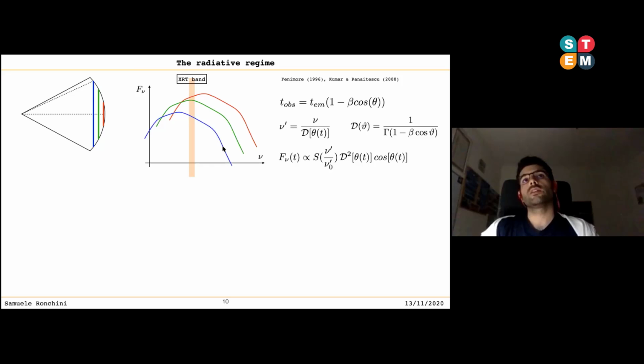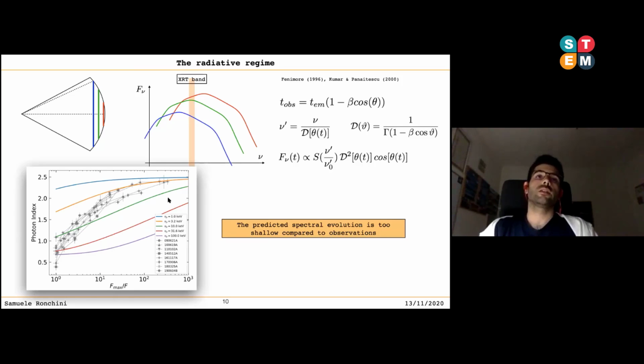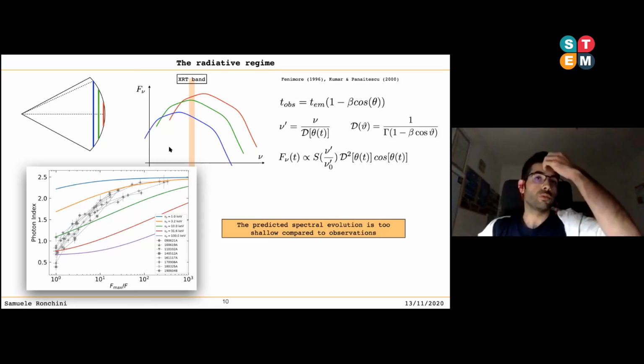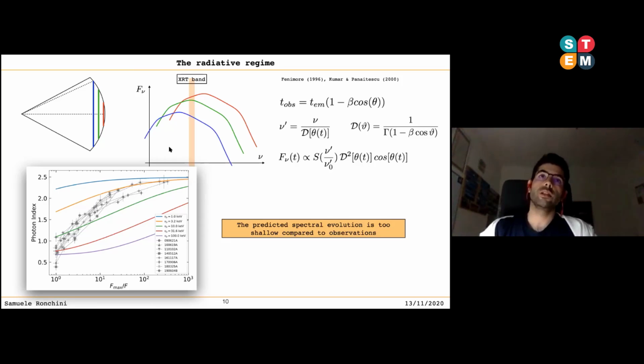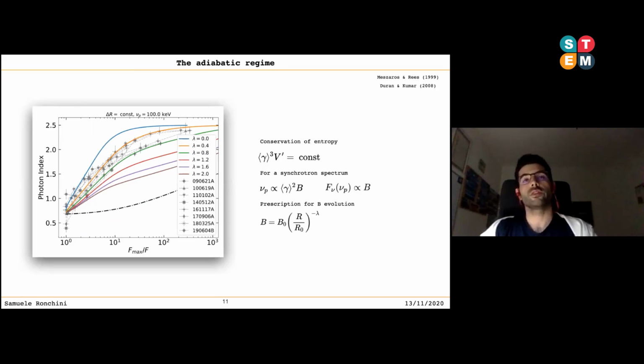The problem is that if we try to model this carefully, we obtain theoretical curves that are systematically shallower than the observed points. So in order to solve this inconsistency, we went to the opposite regime, the adiabatic regime. And you see that the agreement in this case is much better.